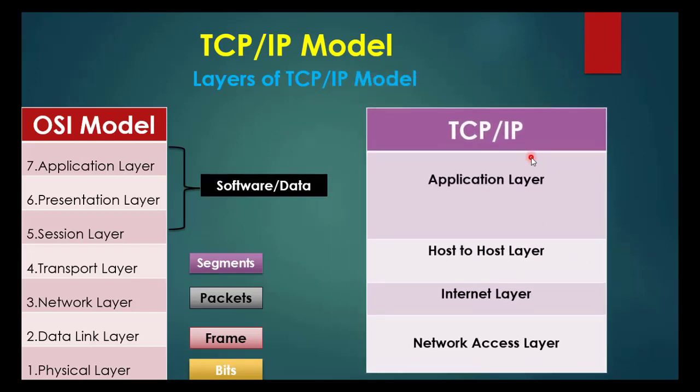Now we will understand the layers of the TCP/IP model. The first layer of the TCP/IP model is the application layer, which is a combination of the upper 3 layers of the OSI model, in which our data is in actual form. The second layer of the TCP/IP model is the host to host layer, in which data is in segments. The third layer of the TCP/IP model is the internet layer, in which data is in packet form. The fourth layer of the TCP/IP model is the network access layer, which is a combination of the two bottom layers of the OSI model.